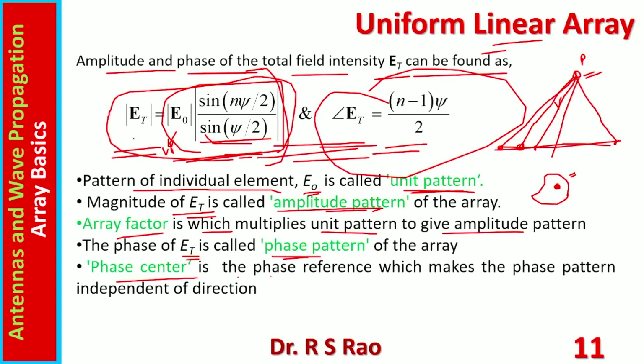Phase center is phase reference, which makes the phase pattern independent of direction. This is a popular question. Phase center. What is phase center? It is a phase reference, which makes the phase pattern independent of direction. Notice this expression, angle ET, n minus 1 psi by 2. It is obtained by considering the one end as phase reference. If we consider some other point, let us say center point of the array, we get a different expression for phase pattern. We may consider another end as phase reference, then phase pattern changes. So phase pattern is different for different phase references. When phase pattern is zero, that particular phase reference is called phase center.